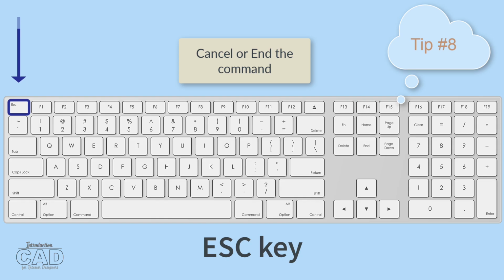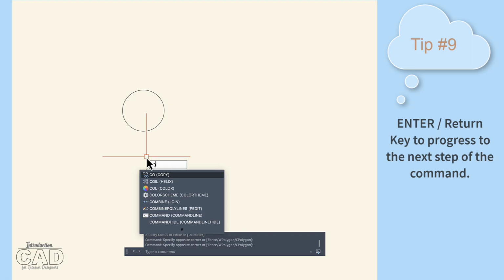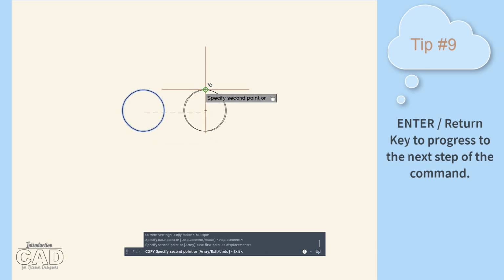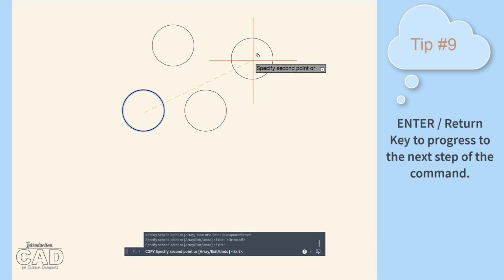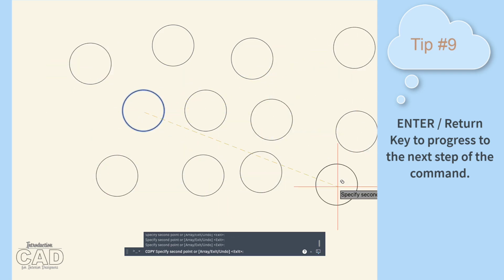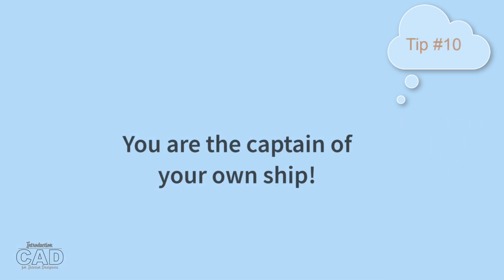Tip number 8, anytime you get confused in a command and want to get out of it, pick the escape key on your keyboard. That should be your fallback. Tip number 9, some commands will expect you to pick the enter return key to progress to the next step of a command or to even end the command. The copy command is a good example. AutoCAD will let you copy the same object all day long, thousands of times, until you pick on the enter key on your keyboard. And tip number 10, remember, you are the captain of this ship.